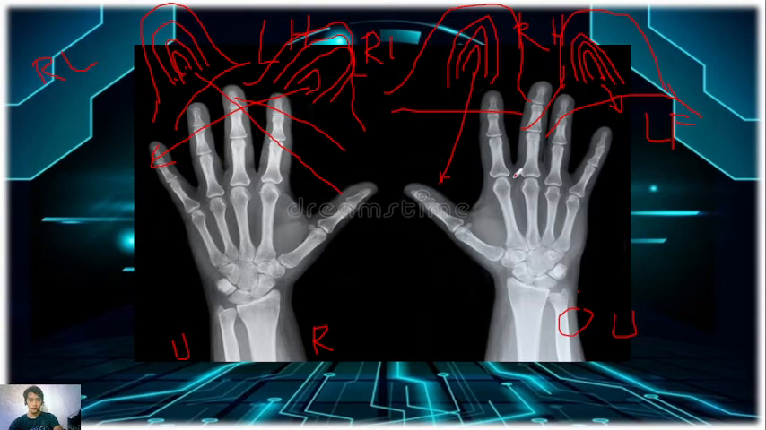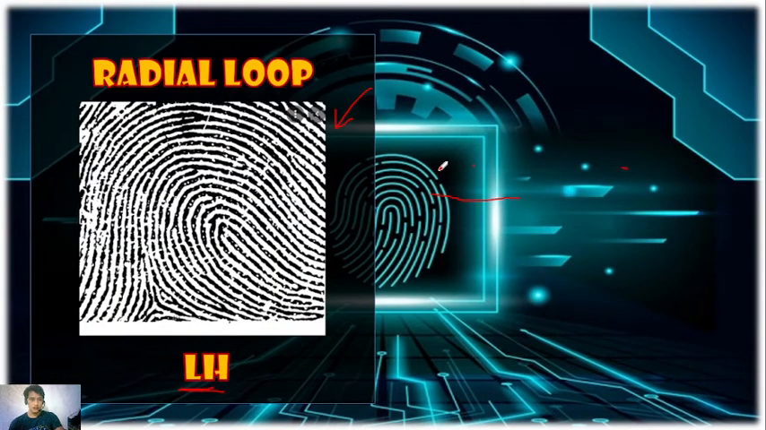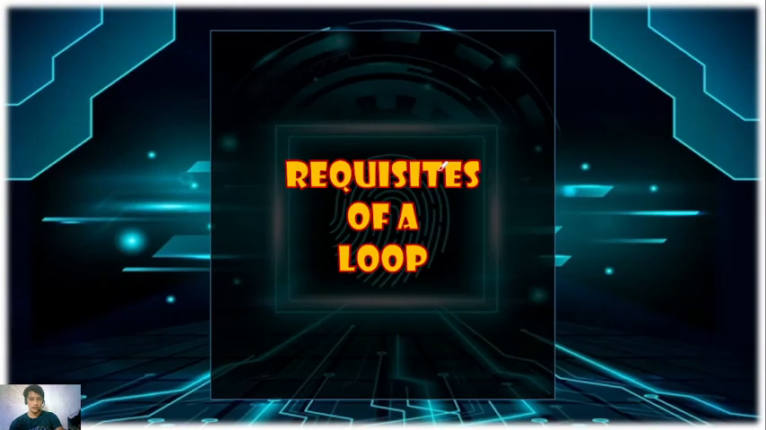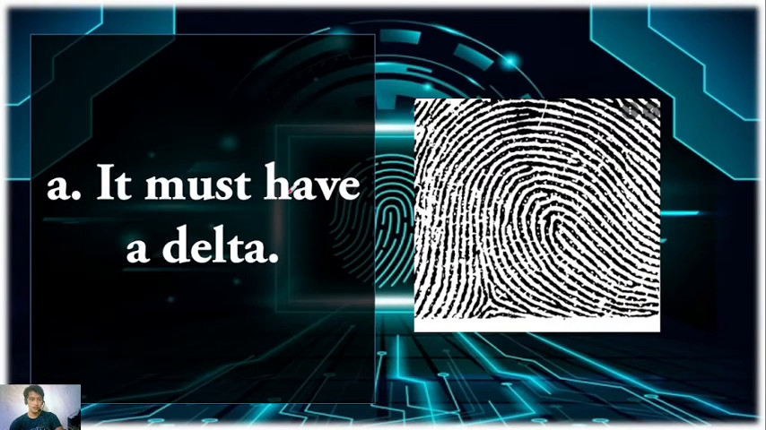So it's very important also for you to know which hand, or to indicate which hand the loop pattern was taken from. So with that, those are the two divisions of the loop pattern. And now we have here the requisites of a loop. So we are going to go through them one by one, although we have mentioned them a while ago already.